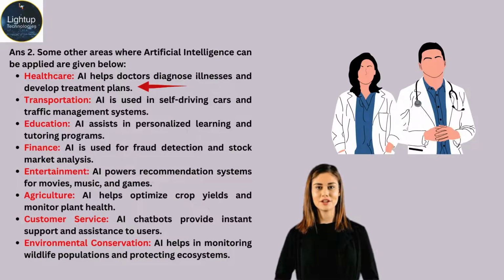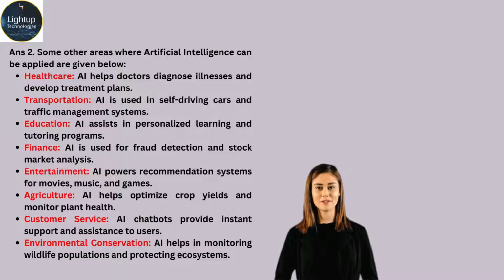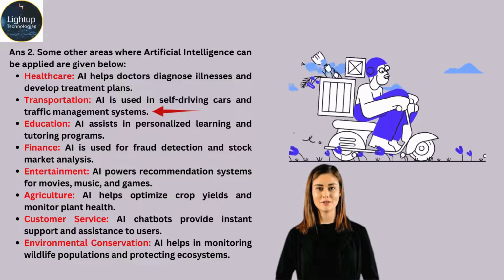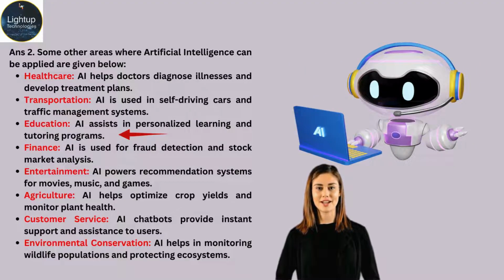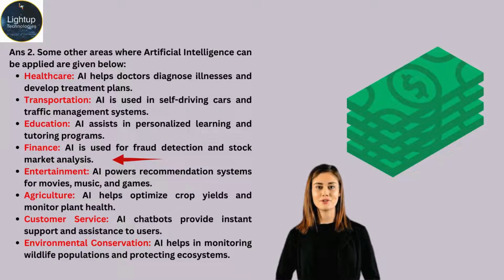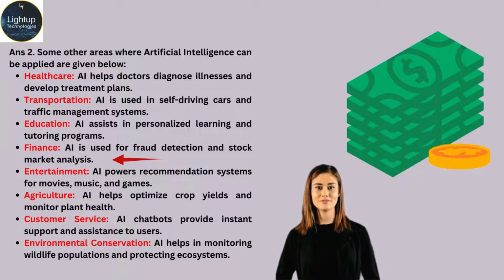What are some other areas where artificial intelligence can be applied? First, healthcare. AI helps doctors with diagnosing and treating illnesses. Second, transportation. AI powers self-driving cars and traffic systems. Third, education. AI supports personalized learning and tutoring. Fourth, finance. AI detects fraud and analyzes stock markets.